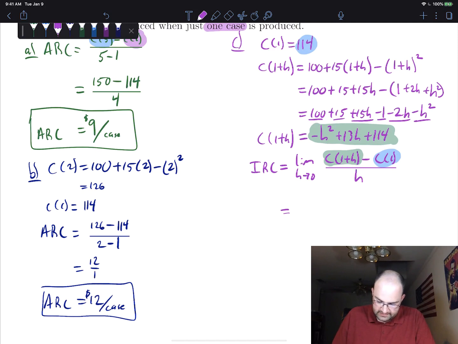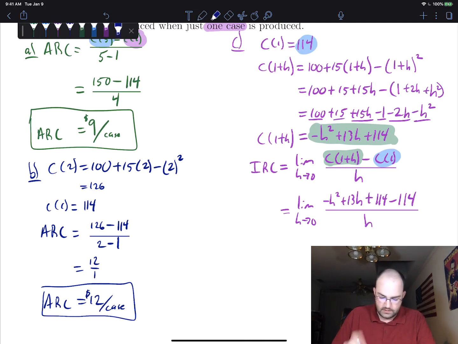This is going to give us the limit as h goes to 0 of negative h squared plus 13h plus 114, and then subtract off the 114 there. Awesome, and then all over h. Good. Now notice 114, they cancel each other.